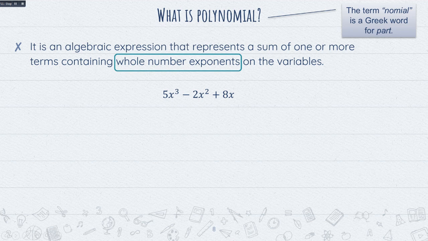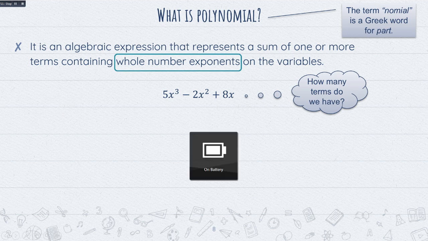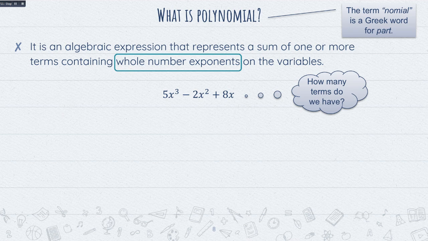Just like in my example, we have 5x cubed minus 2x squared plus 8x. The question is, how are we going to determine how many terms we have in a polynomial? Usually the terms are separated by addition or subtraction operations. In this case, we have addition and subtraction. So the first term would be 5x cubed, the second term would be 2x squared, and the third term is 8x. So that will be 3 terms.